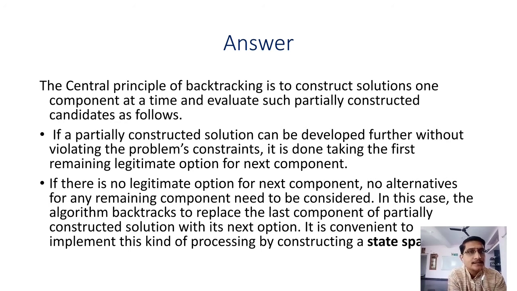So if the partially constructed solution can be developed further without violating the problem's constraint, it is done by taking the first remaining legitimate option for the next component. Otherwise, if there is no legitimate option for the next component, no alternative for any remaining component needs to be considered. In this case, the algorithm backtracks to replace the last component of the partially constructed solution with the next option. So it is convenient to implement this kind of processing by constructing the state space tree. This is the answer for the first part of the question.